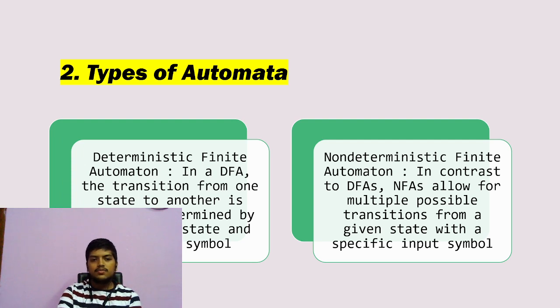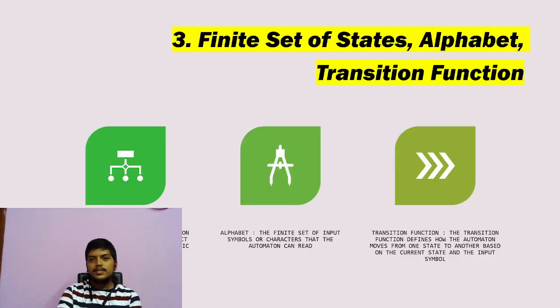Types of automata, that is DFA as well as NFA. In DFA, transition from one state to another is uniquely determined from the current state and its input symbol. NFA allows multiple possible transitions from a given state with specific input symbols. Finite set of states, alphabets, transition functions. Finite set of states: the automaton has a finite collection of distinct states, each representing a specific condition or configuration. Alphabet: set of input symbols or characters the automaton can read.